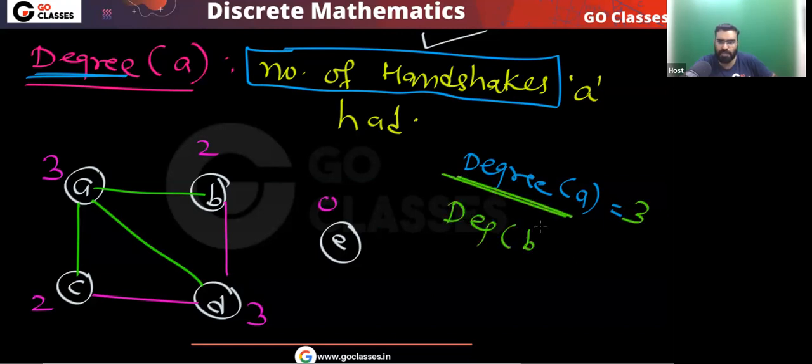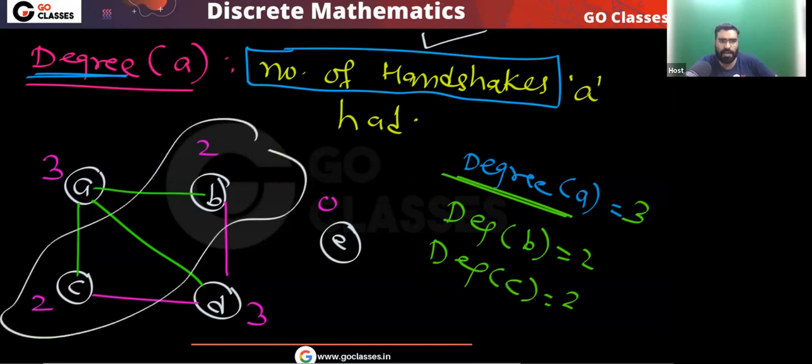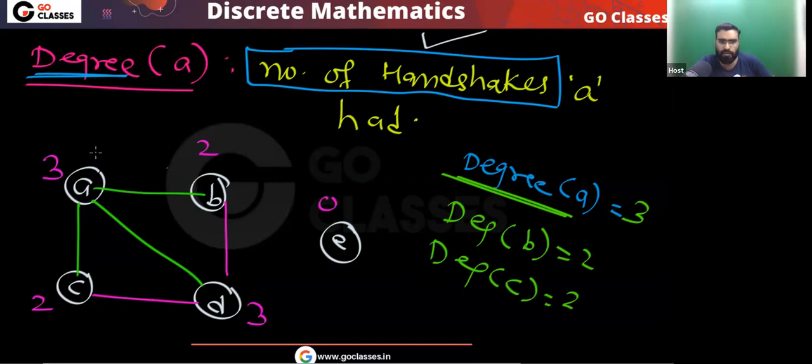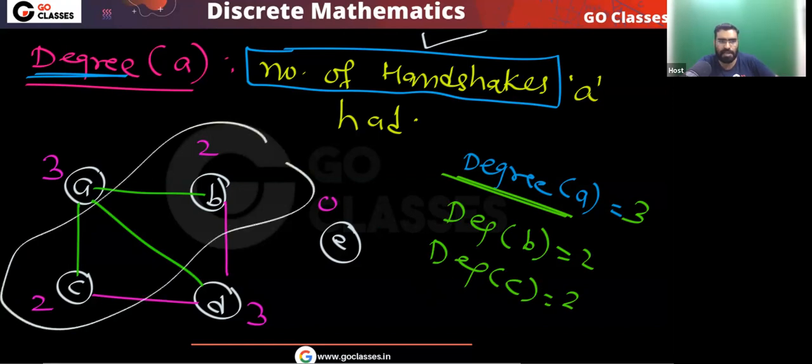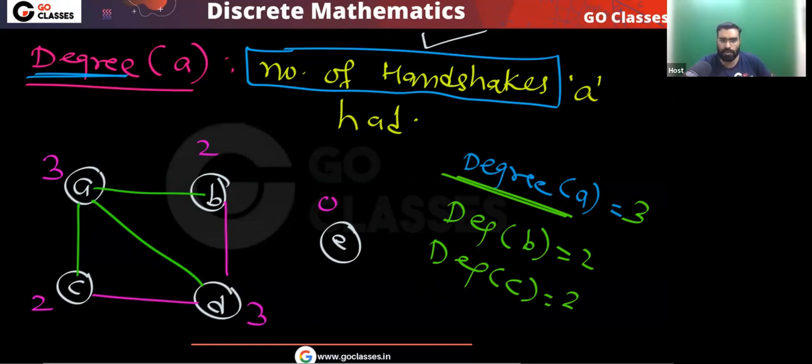What is the degree of B? That is 2. What is the degree of C? That is 2. Can you notice at least 2 people have the same degree? At least 2 people have the same number of handshakes. I hope this point is clear.